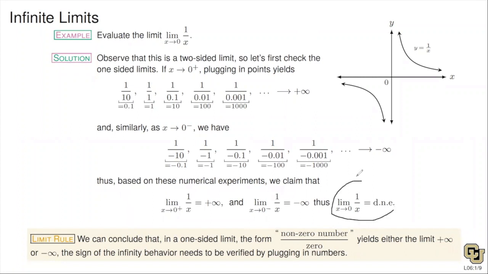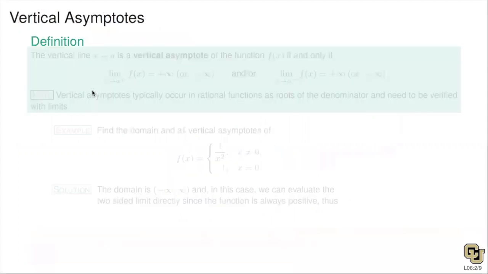For this limit, if you try and plug in directly, you get 1 over 0. But now you have to say, wait a minute, this is a two-sided limit, and I need to check the one-sided limits. That's why I think this is a very important example. If you get this down, it covers a lot of scenarios. So this is our new limit rule: if you get a non-zero number over 0 in a one-sided limit, then it's either plus infinity or minus infinity. We have to check the sign by plugging in numbers.